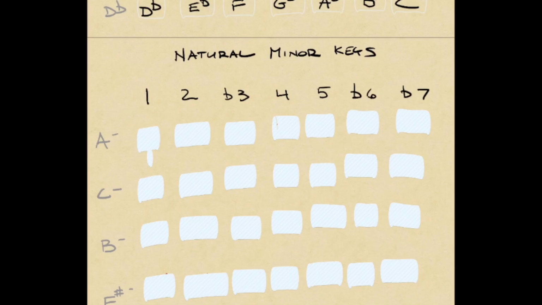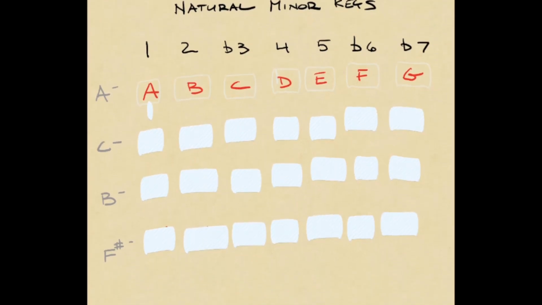So we have A is 1, B is 2, C is 3, D is 4, E is 5, F is 6, G is 7. Now, the flat here and here and here does not mean that this is going to be C flat and F flat and G flat. It means you take the major scale and you lower the third note and you lower the sixth and the seventh. In the key of A, the C is sharp. So when you lower that a half step, you get C natural. When you lower F sharp, it's F. When you lower G sharp, it's G.